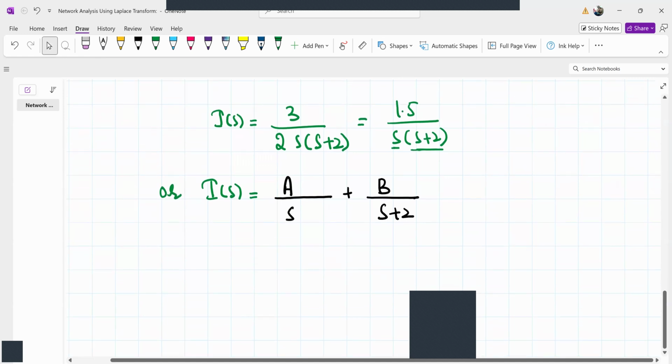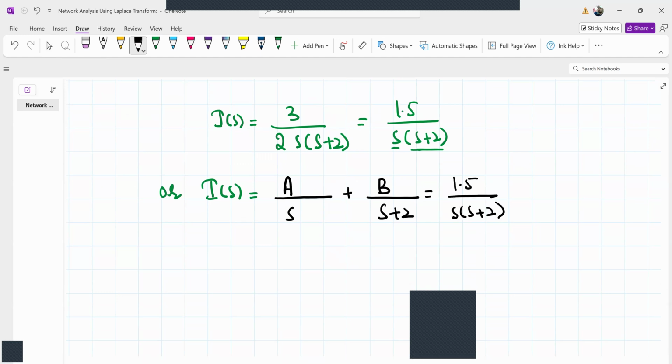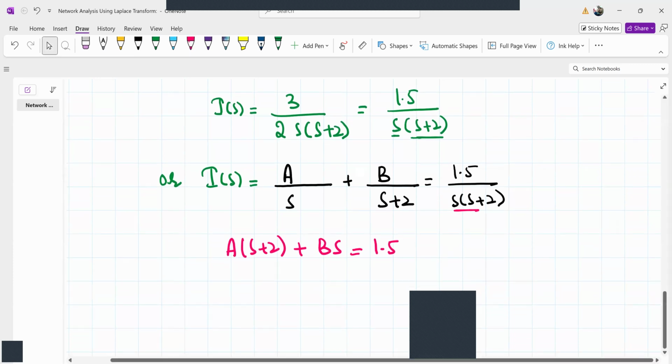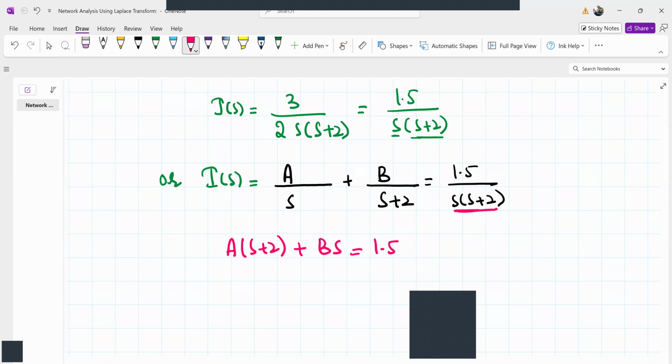So now to find this, that's actually my 1.5 divided by s plus 2. In order to find this a and b, we'll do cross multiplication like this. What will be left is a times (s plus 2) plus b times s, equal to 1.5. This is a step in order to find the residues a and b: we multiply both sides by this denominator, or we do cross multiplication of this equation.